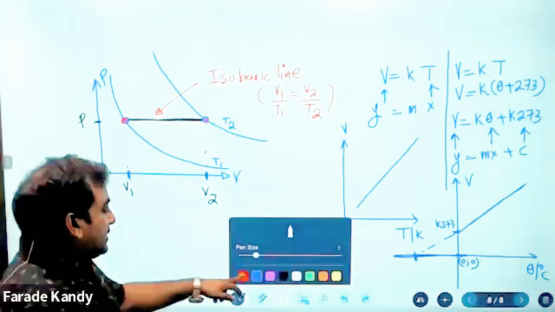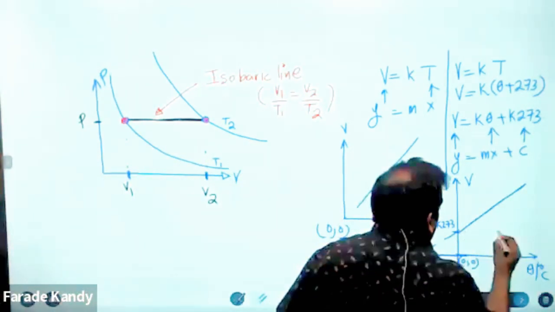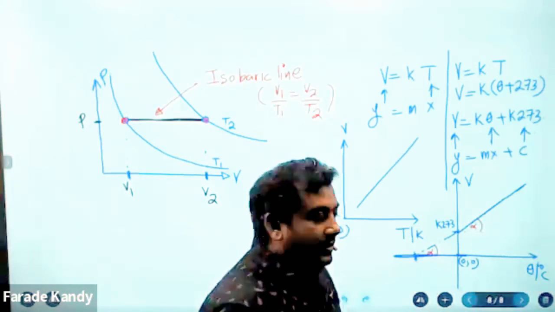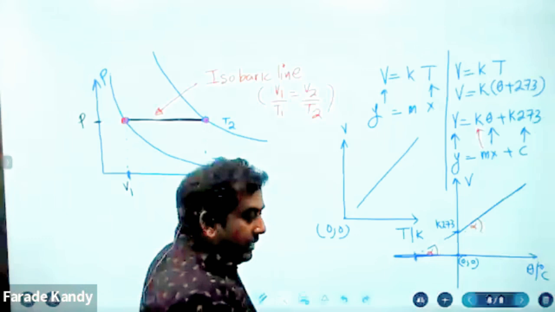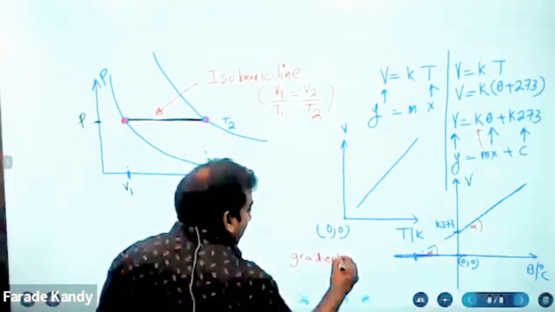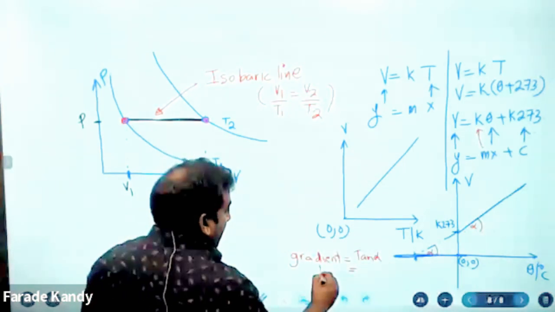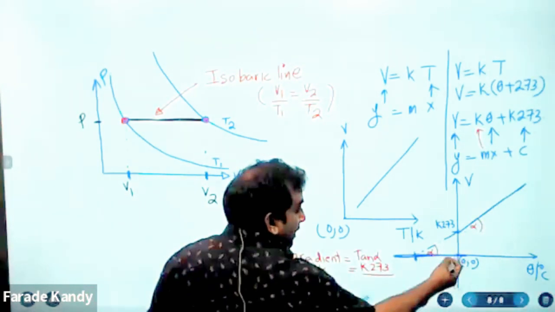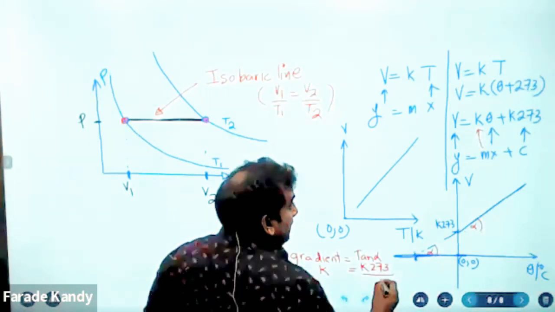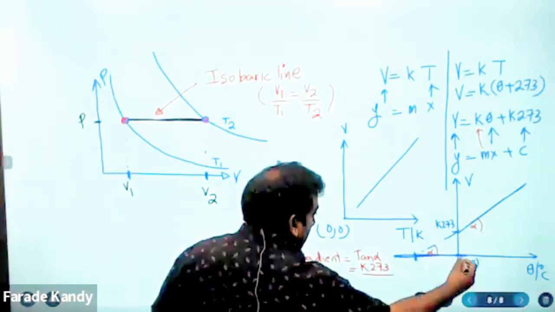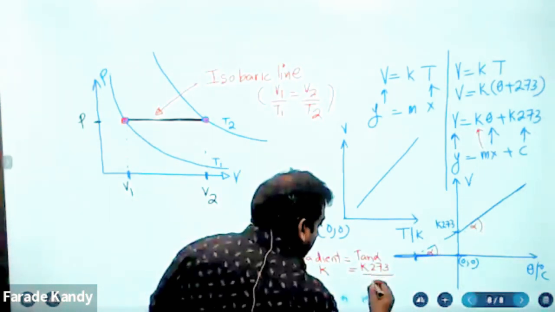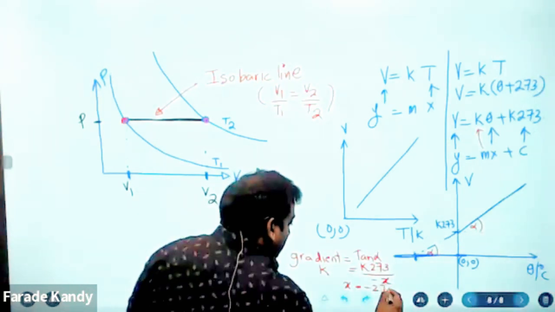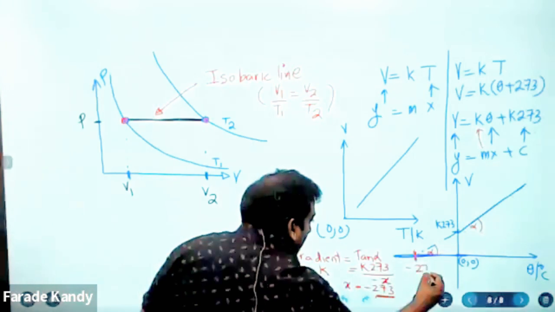Now, all of you know the gradient of the graph is k. What do you mean by gradient of the graph? Angle made with the horizontal, no? Tan of the angle made with the horizontal, right? So gradient of the graph here is tan alpha. What is your gradient? k. Tan alpha is opposite to adjacent. k times 273 divided by, this distance is a negative value, let's say negative x on the x-axis. k cancels off. x equals minus 273. It will cut here at minus 273 Celsius.